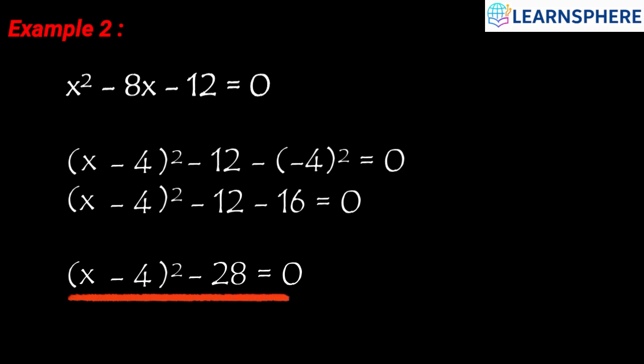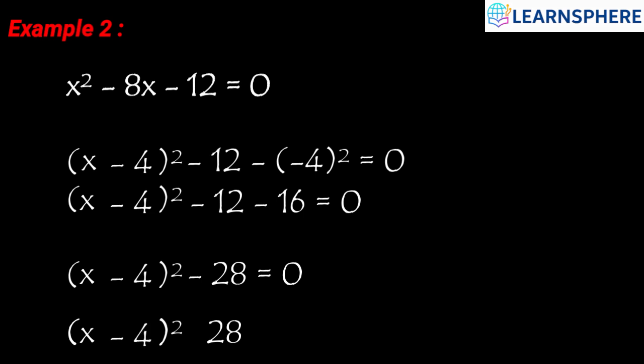Now to solve for the completing the square form, we first have to bring the constant over to the right-hand side. We'll get the equation (x - 4)² on the left-hand side equals positive 28. And to get rid of the squared, we have to take the square root on the left and right-hand side, where it will cancel out the squared that we have on the left-hand side.